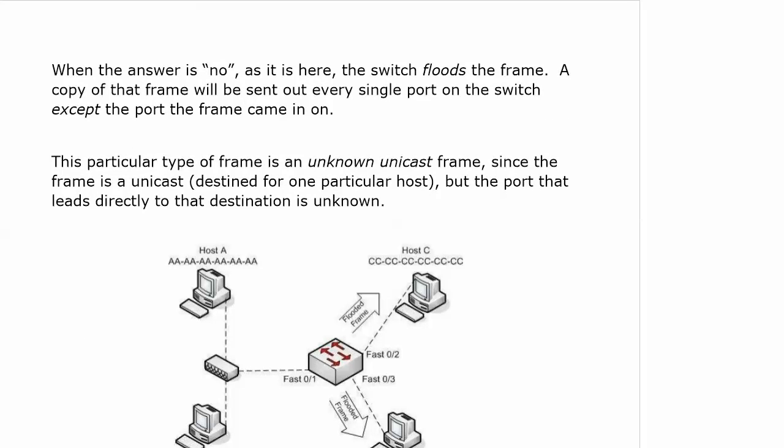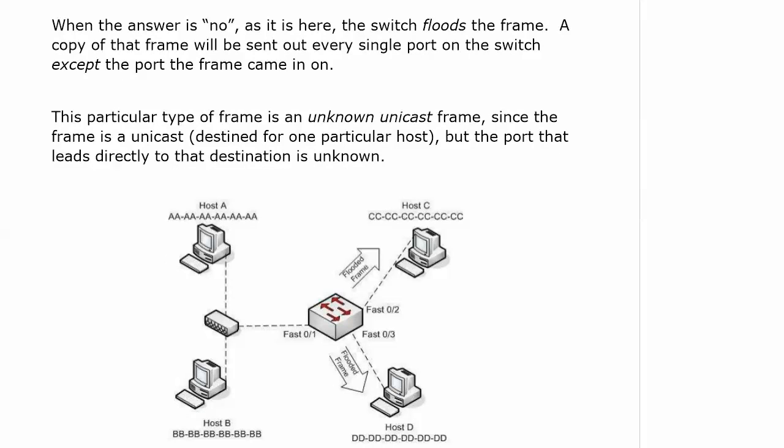Now, the answer is no, of course, here, because we just have the one dynamic entry, and that's the all A's address. Well, when the answer is no, the switch floods the frame. And it's the same thing as a broadcast, really. A copy of that frame will be sent out every single port on the switch except the port the frame came in on. Now, this particular type of frame we're discussing here is an unknown unicast frame.